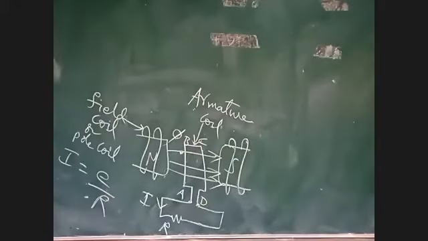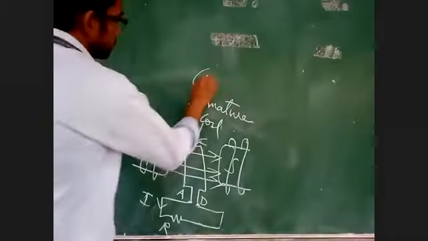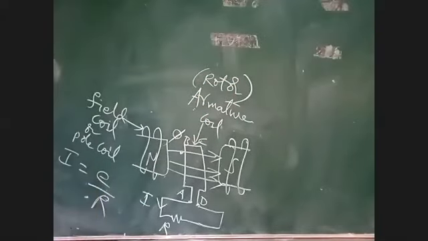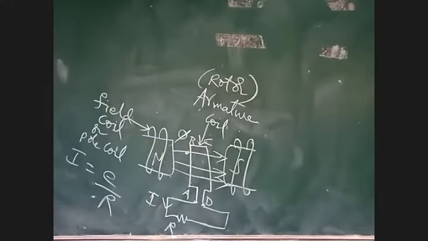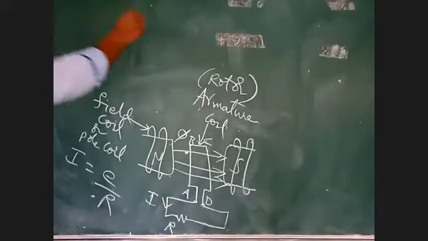Listen here. Two coils I am taking. One is ABCD, called armature coil. Rotating part is the armature. Rotor is the armature coil. One more coil I have written on the left side, you see, field coil or pole coil. Field coil or pole coil. What do you mean by this field coil or pole coil?